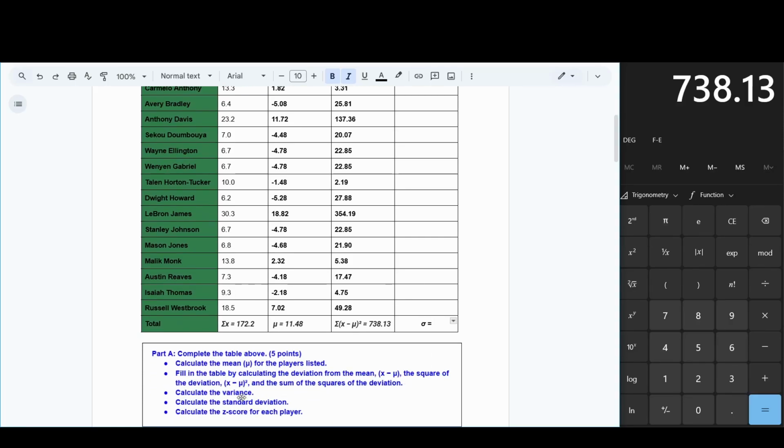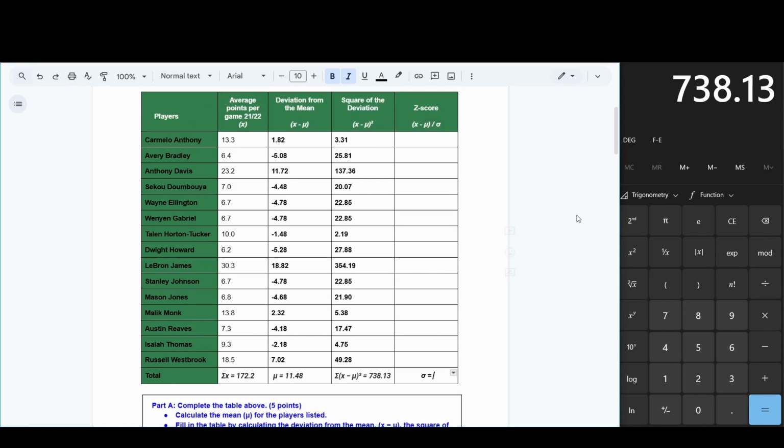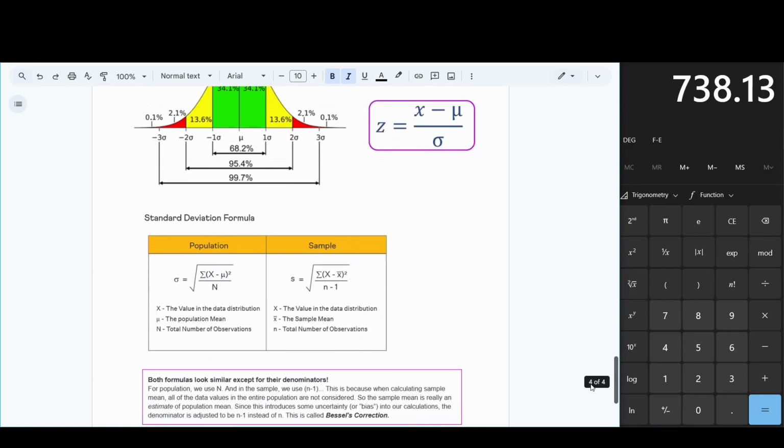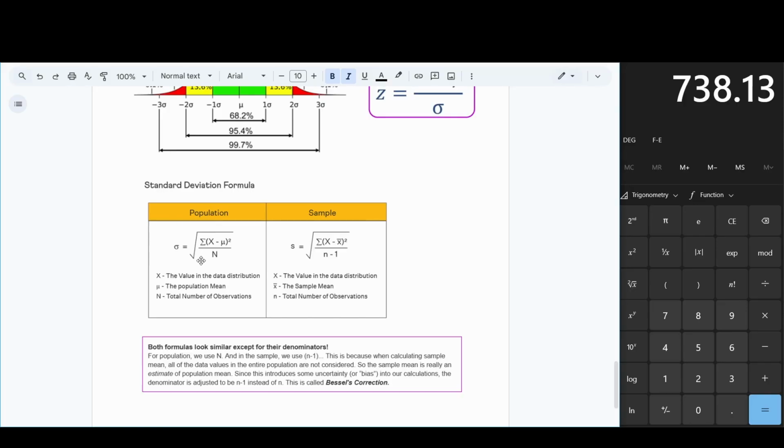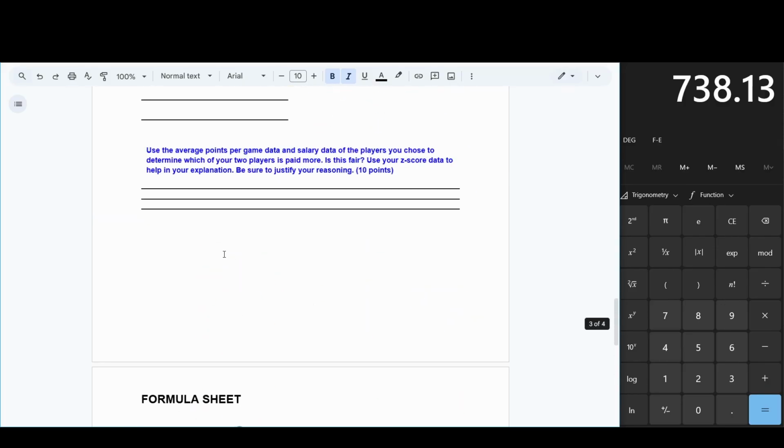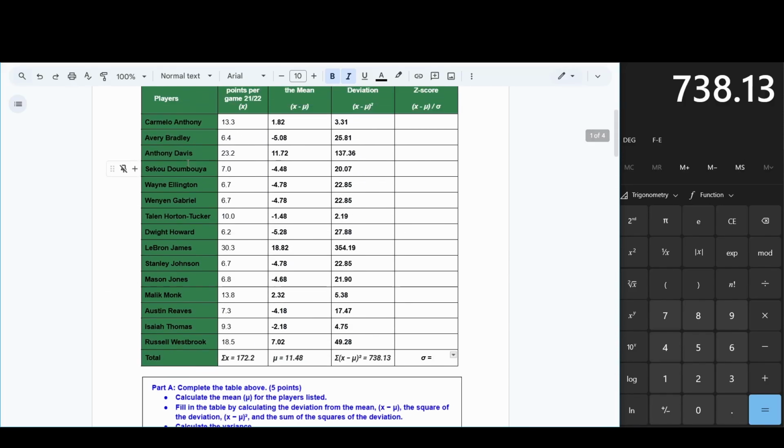And we'll skip the variance because that's just the standard deviation squared. So we'll skip that one. To get the standard deviation, here is the formula that I'm using. I'm using the population because we didn't sample the Lakers. We're calculating the whole population of the Lakers. So here I sum all of this x minus mu squared, which we already did. We divide that by the number of observations, which I believe was 15, and then we square root that. Right, this was 1, 2, 3, 4, 5, 6, 7, 8, 9, 10, 11, 12, 13, 14, 15.